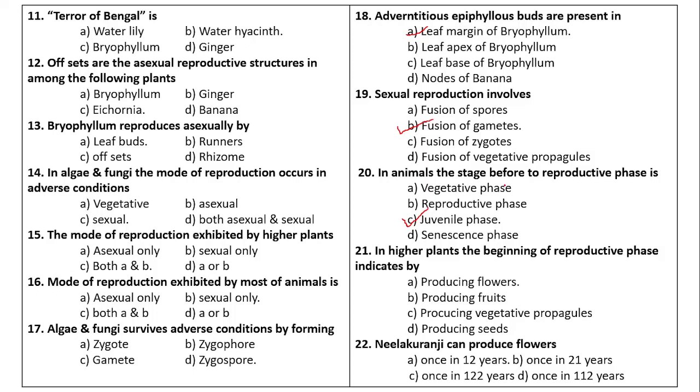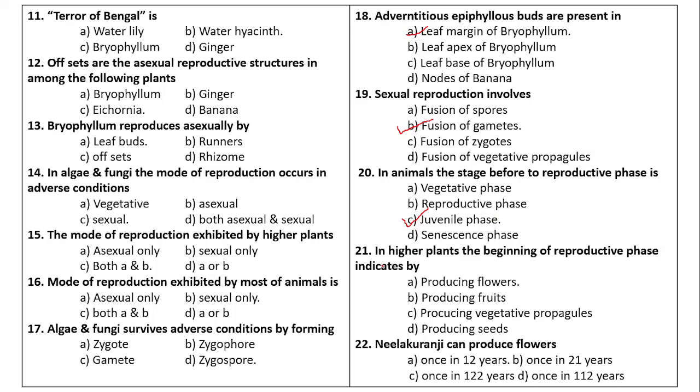In animals, the stage before reproduction is called the juvenile phase, the stage at reproduction is called the reproductive phase, and the stage after reproduction is called the senescence phase. Do remember, senescence phase is the stage after reproduction. That means it is the end stage, the aged stage, where the animal or the organism cannot reproduce further. Right. Then the next question, the 21st.